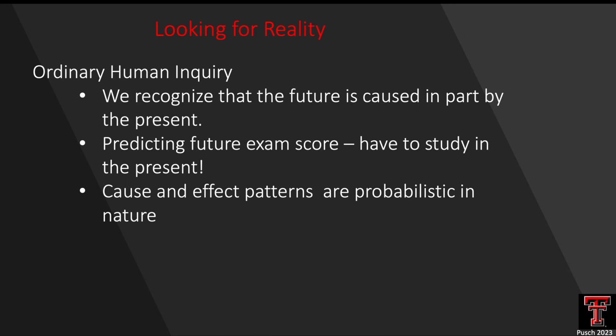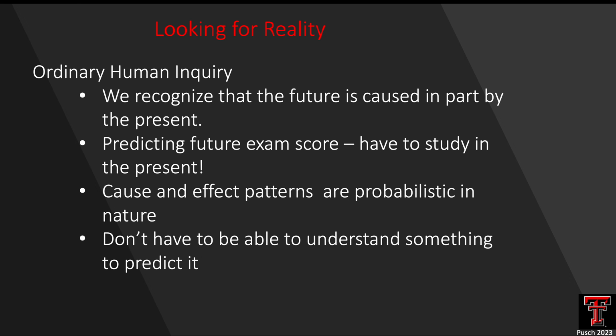The cause and effect patterns are probabilistic in nature, meaning that they don't always happen the way they should. They usually do most of the time, but again, this is social research, and we're unable to fully predict things every single time from happening.